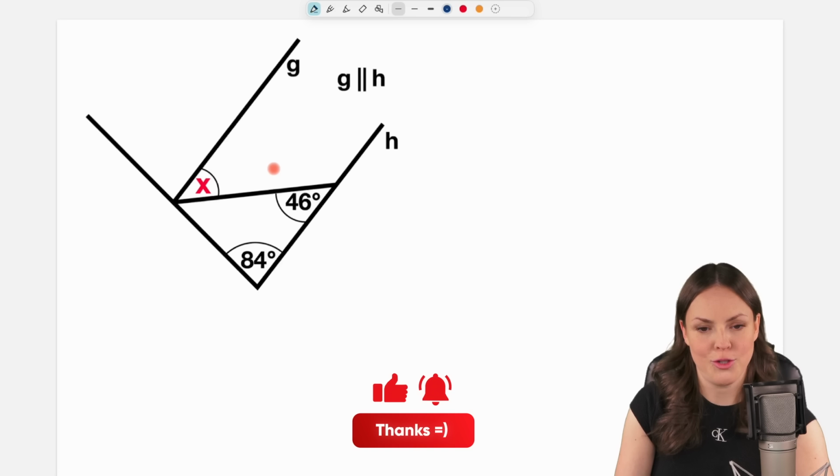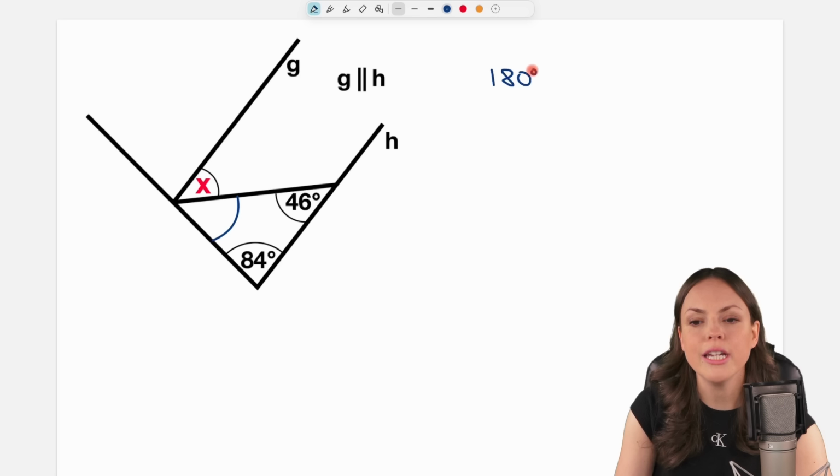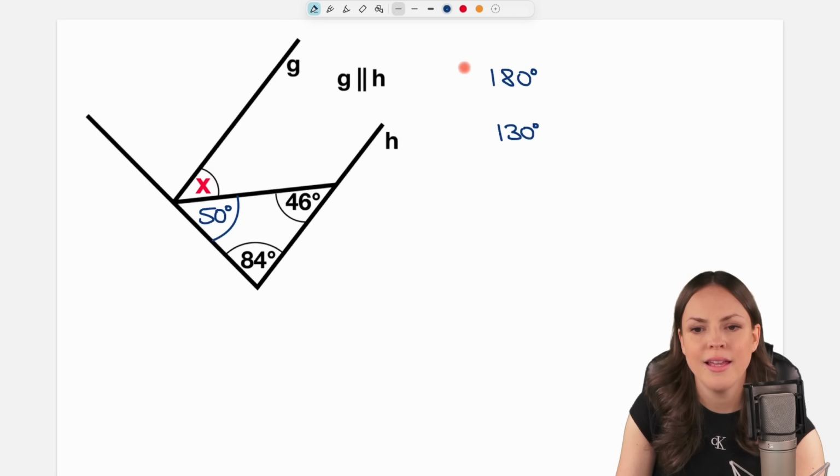Okay, my first approach would be to take a look at this triangle here first. Because we are given two of the angles, we can find the third angle then. Because if we add all angles in a triangle, we always have to get 180 degrees in total. So if we add these two, 84 plus 46, we get 130 degrees. And to get to 180 degrees, we know that this has to be a 50-degree angle then. Okay, what else do we know about our figure?